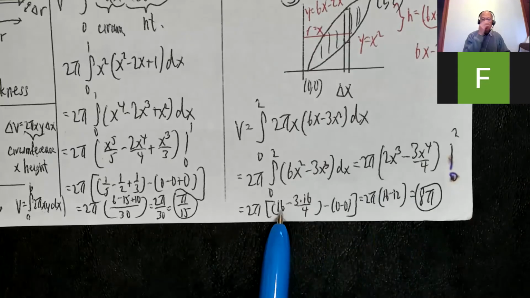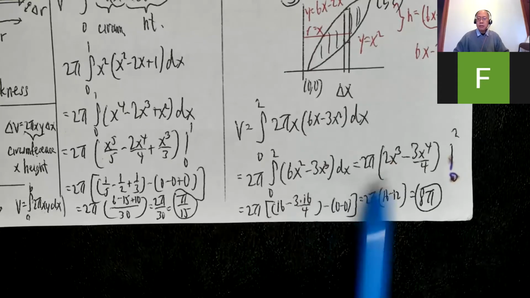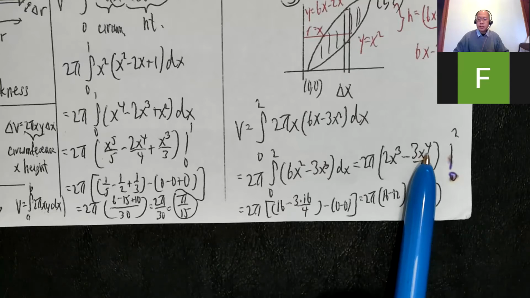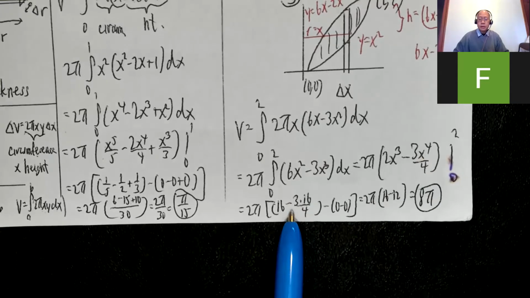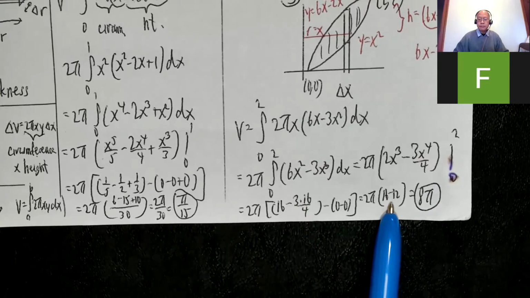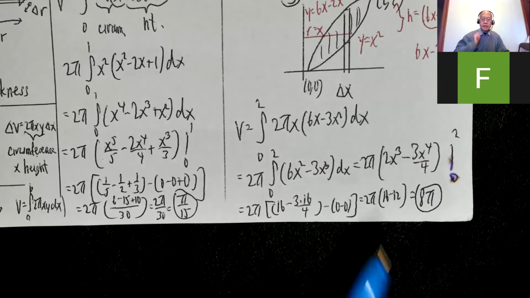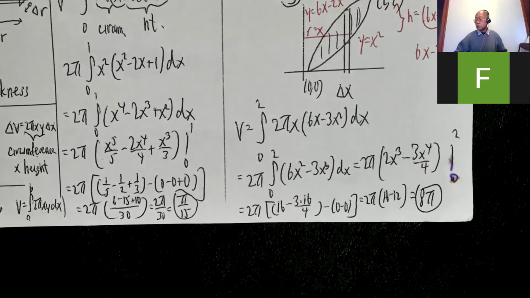Plug in 2: 2 times 8 is 16, minus 3 times 2 to the 4th, which is 16, so 3 times 16 over 4. Let's see, 16 divided by 4 is 4, right? And 3 times 4 is 12. So it's 2 pi times 4, final answer is 8 pi. So I have 8 pi as my final answer.